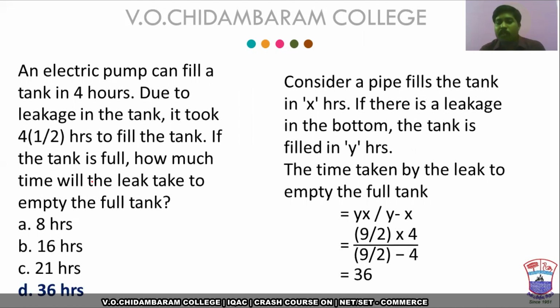So the time duration between these we have already known: if both the pipes are of opposite types, then the formula will be yx by y minus x. Here y is 4.5 hours, that is 9 by 2. x is 4. So using these values in the formula, we will get the answer 36. So 36 is the right answer.